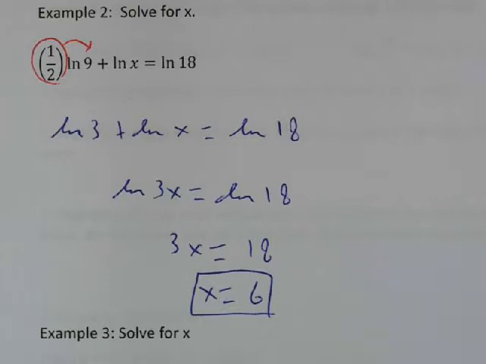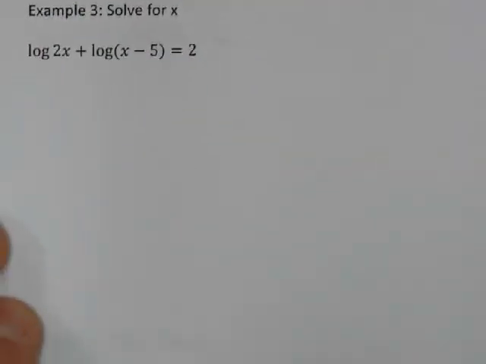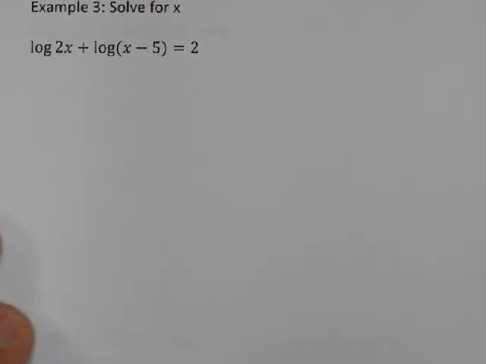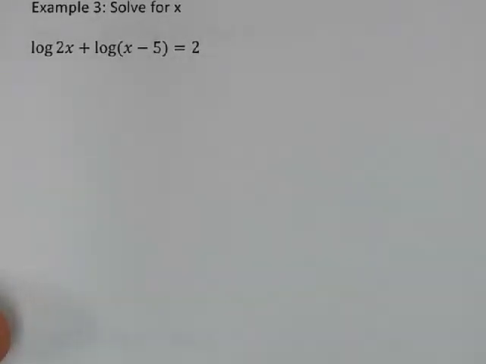All right, moving right along. Next one, solve for x. Let's get this scooted up. We got the log of 2x plus the log of x minus 5 equals 2. Okay, so this time, and I don't know why there's not more examples like this, we only have logs on one side of the equation.